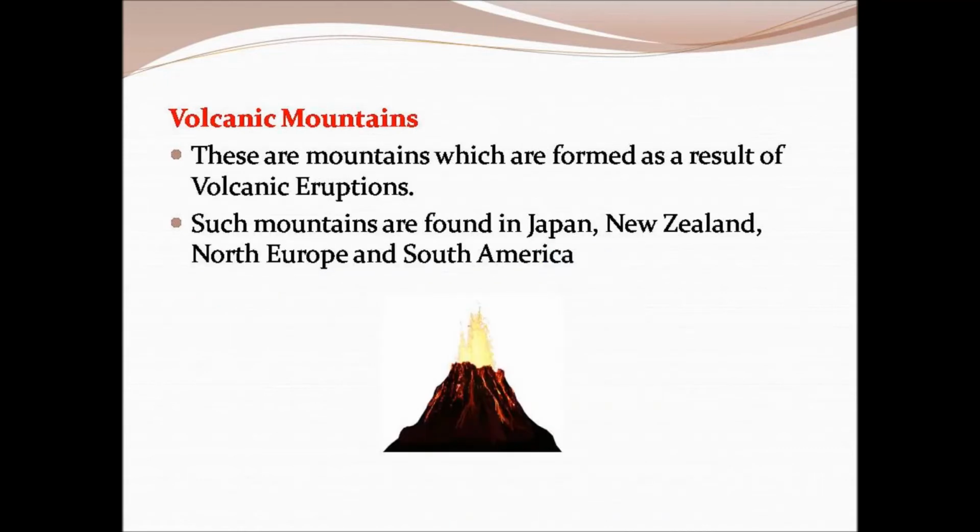Volcanic mountains. These mountains, which are formed as a result of volcanic eruptions, are called volcanic mountains. A volcano is an opening in the earth's crust through which lava, volcanic ash, and gases escape, and this process is called a volcanic eruption. So, the mountains formed as a result of these volcanic eruptions are called volcanic mountains. Such mountains are found in many parts of the world, especially towards Japan, New Zealand, North Europe, and South America.